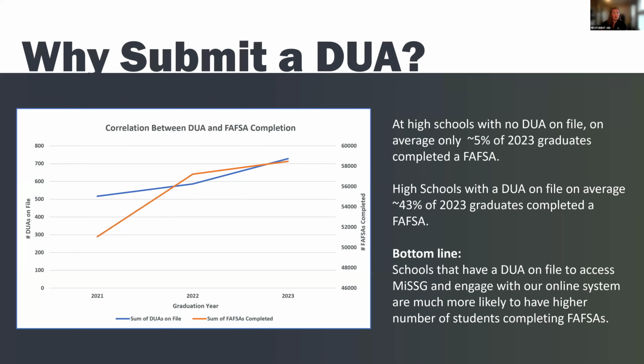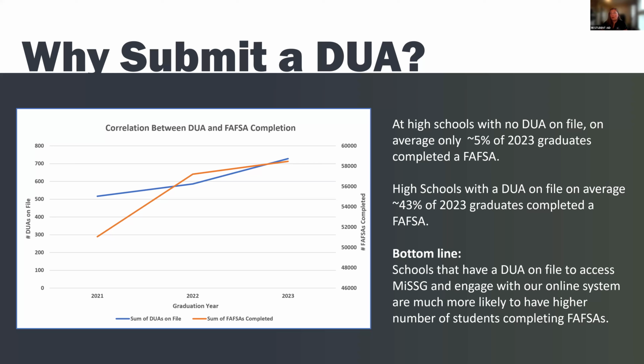And if you're wondering why submit a DUA, what's the point of me doing this, we wanted to give you a little bit of data that we compiled from 2023. We're still compiling and analyzing our data from the 23-24 school year. But for our 2023 grads, this is some of the data that we were able to pull based on DUAs on file and FAFSAs completed. What you'll notice is that those two lines are trending together, right? They're trending upward. We've got the blue line showing the sum of DUAs on file, and the orange line showing the sum of FAFSAs completed.